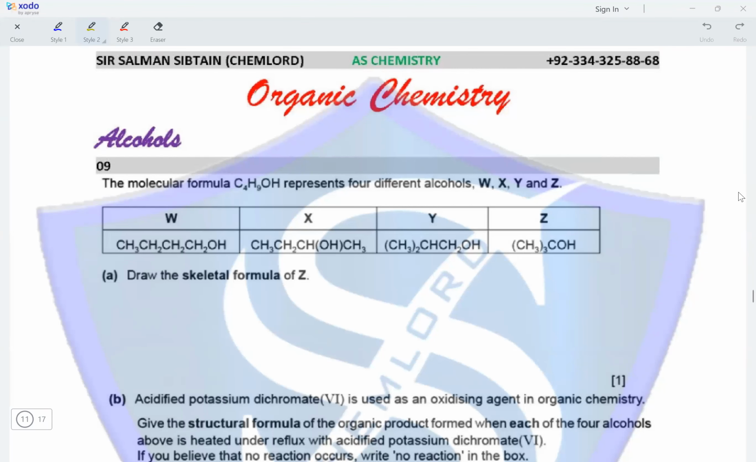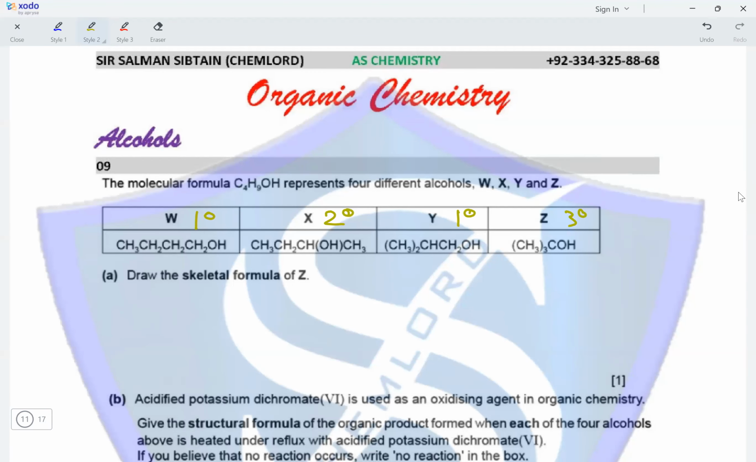Question 9. The molecular formula C4H9OH represents four different alcohols W, X, Y, and Z. So these alcohols are given. W is a primary alcohol, X is a secondary alcohol, Y is a primary alcohol but branched, and Z is a tertiary alcohol as seen from the structures given. Draw the skeletal formula of Z.